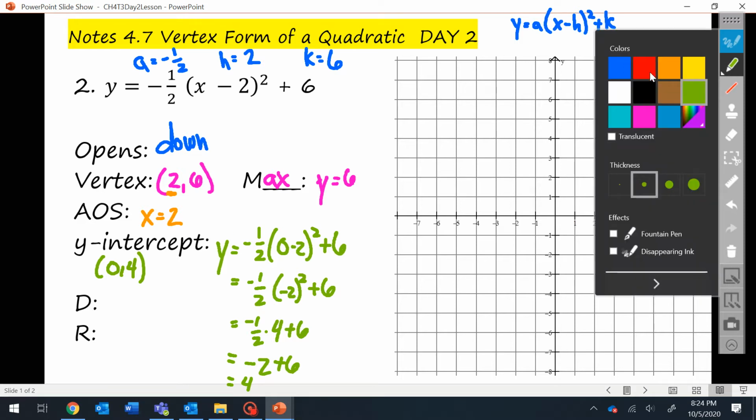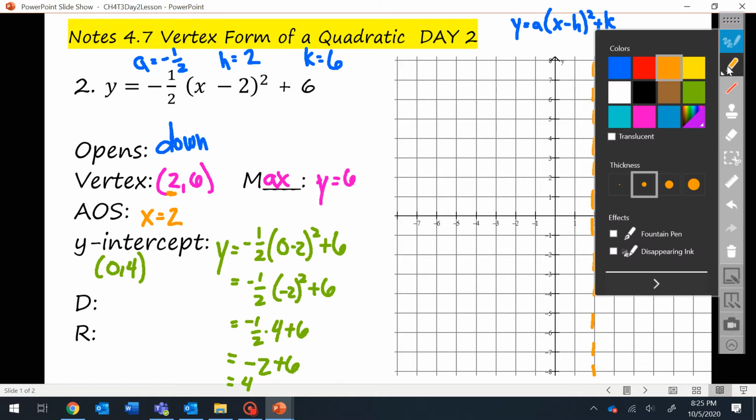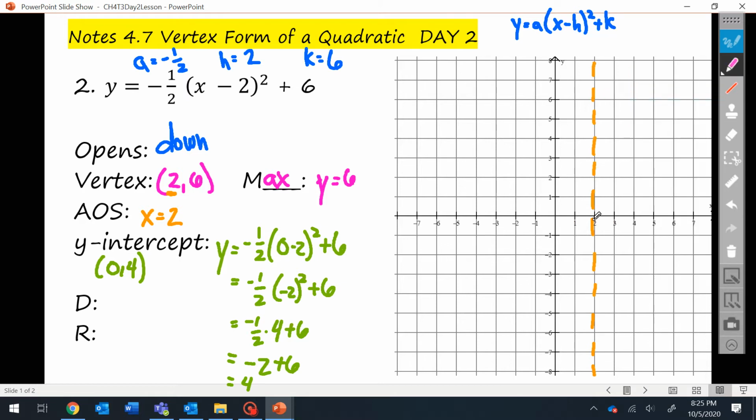So let's start same order. The axis of symmetry comes first, so that's at 2. It's an imaginary line. It's invisible. Alright, it's at x equals 2. The vertex is 2 comma 6, that comes next. So the vertex is next. It's right here.